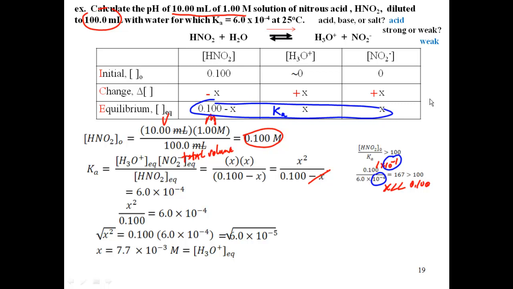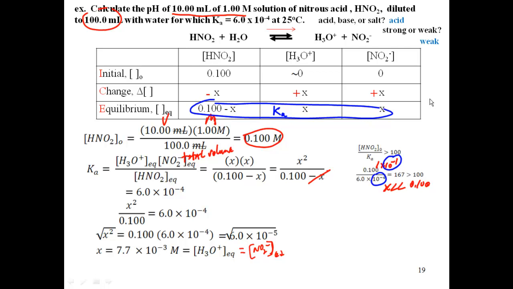In this problem, X represents the hydronium ion concentration at equilibrium. It also represents our nitrite ions at equilibrium. Once again, that's not something I care about in this problem. It may be something I care about in another problem, but in this problem, it doesn't matter to me. But it is important to me to realize what X represents in terms of hydronium or hydroxide.